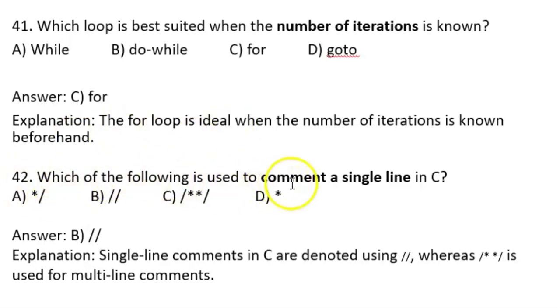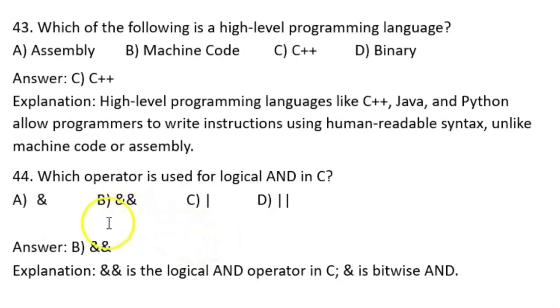Question number 42. Which of the following is used to comment a single line? The single line comment is B, the answer. Single line comment starts with double slash, and this is different from the multi-line comment. The answer is B.